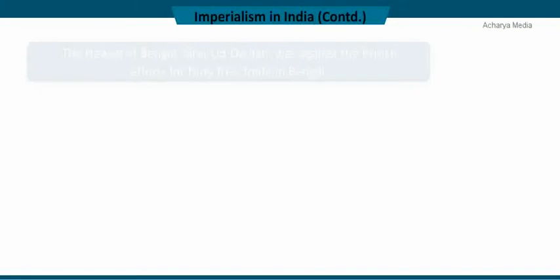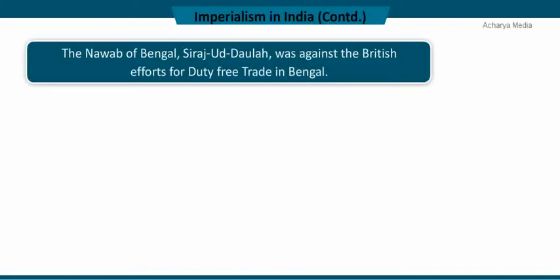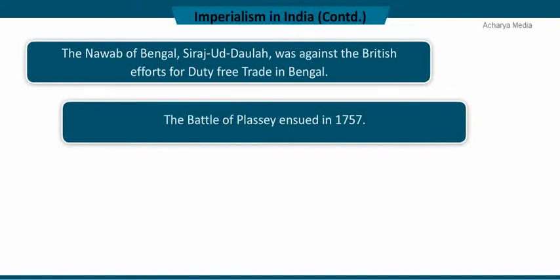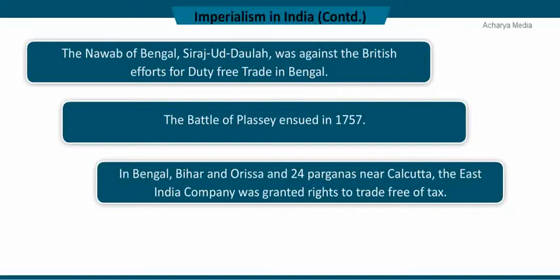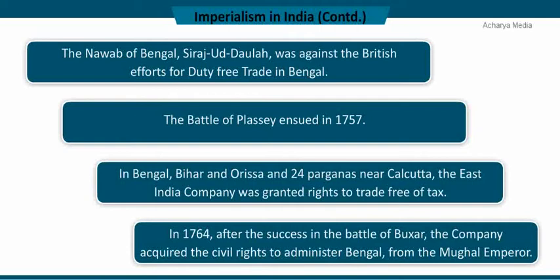The Nawab of Bengal, Siraj-ud-Dowlah, was against the British efforts for duty-free trade in Bengal. In 1757, this resulted in the Battle of Plassey, led by Robert Clive. In Bengal, Bihar and Orissa and 24 Parganas near present Calcutta, the East India Company was granted undisputed right to trade free of tax. In 1764, after the success in the Battle of Buxar, the company acquired the civil rights for the administration of Bengal from the Mughal Emperor Shah Alam II.